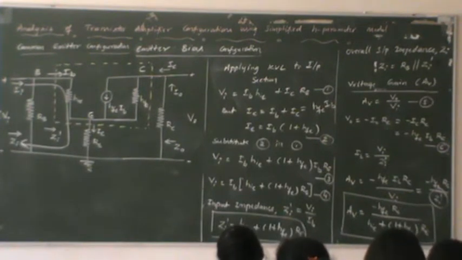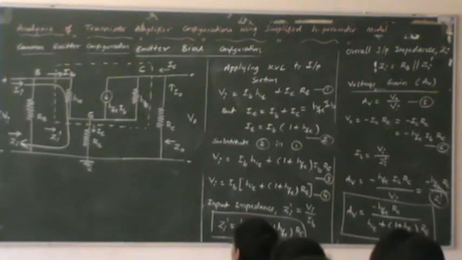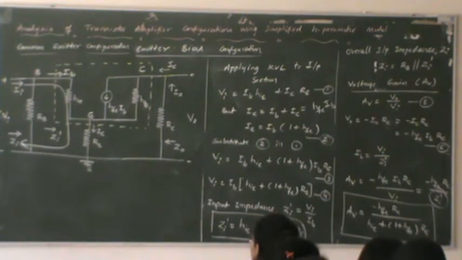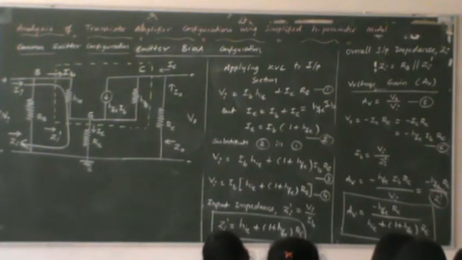The syllabus for the second test will be unit number 3 as well as unit number 4. For the second test, unit number 4 also will be covered: operational amplifiers along with the small signal amplifiers, with weightage. So those will be covered for the test.